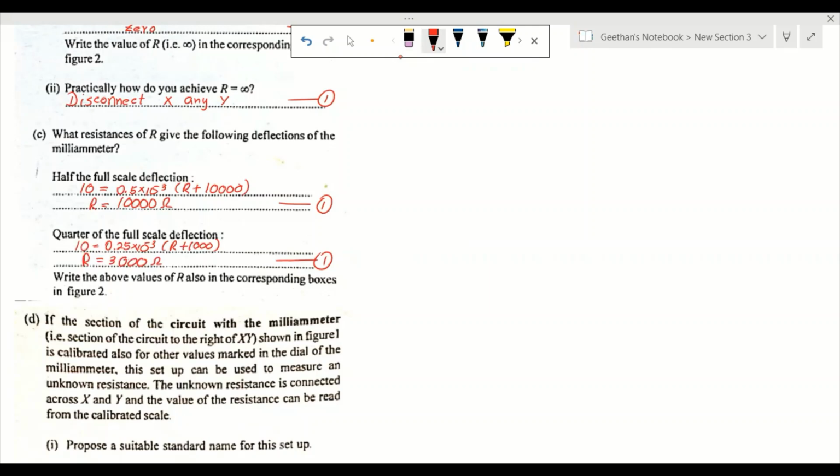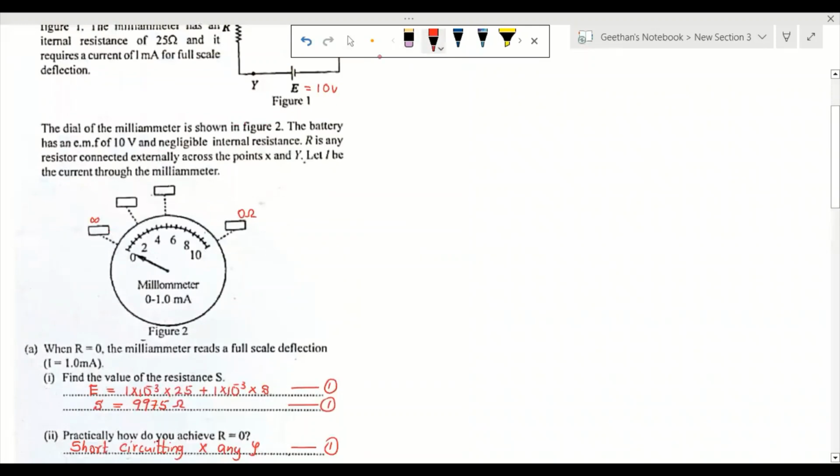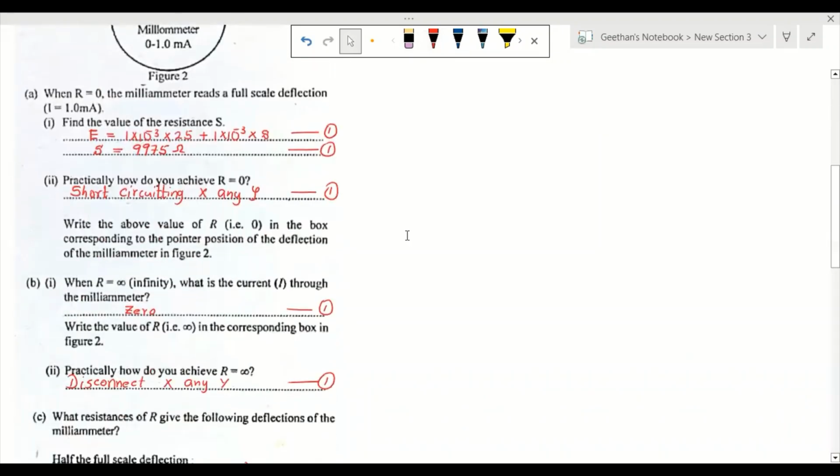They say write the above values of R also in the corresponding boxes in figure 2. Right, so we'll go to that point and mark them. Here you should mark for quarter, it's 30,000 ohms. And here for the half you should mark 10,000 ohms. So this is how you calibrate this device, and already you know what it is, right?